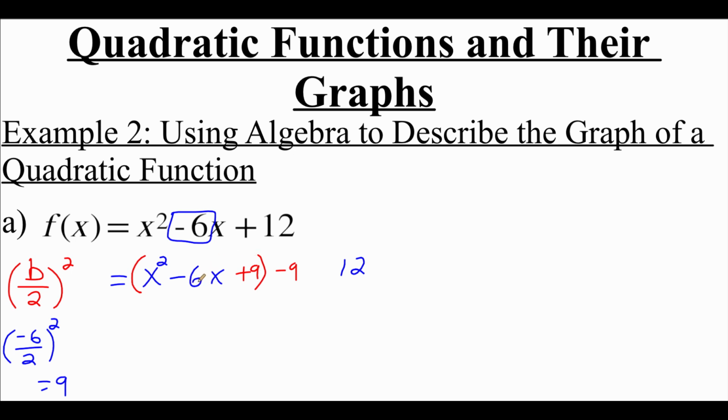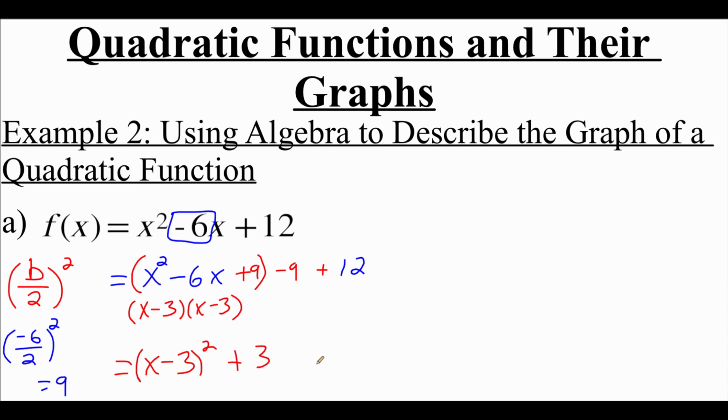Now we're going to factor out that stuff inside of the parentheses. So we should be thinking sum and product factoring. We want to think about things that multiply to 9 but add up to -6. So that would be x minus 3 and x minus 3. Because that's a repeated factor, we can shorten that into being x minus 3 squared. Now on the back end, we've got this -9 and this +12 that we can combine together. So we're going to get +3.